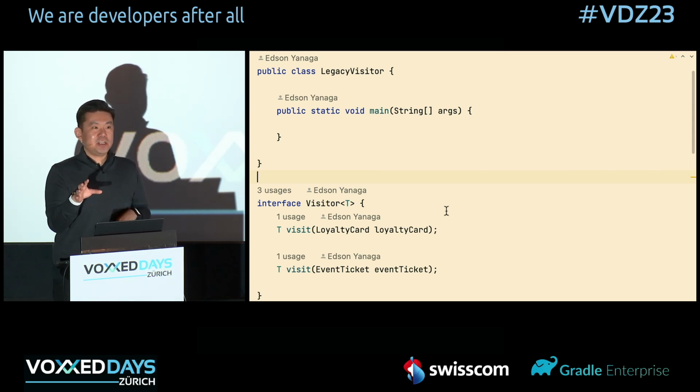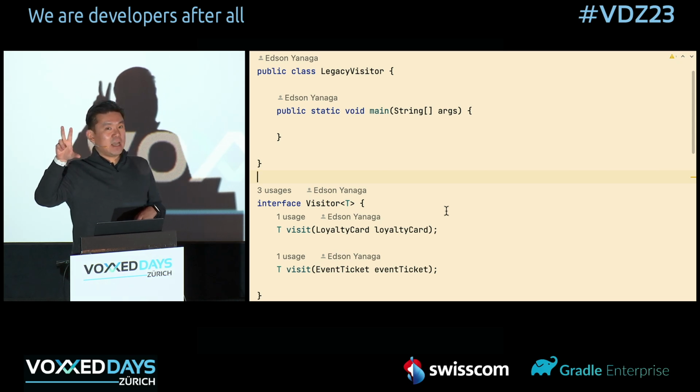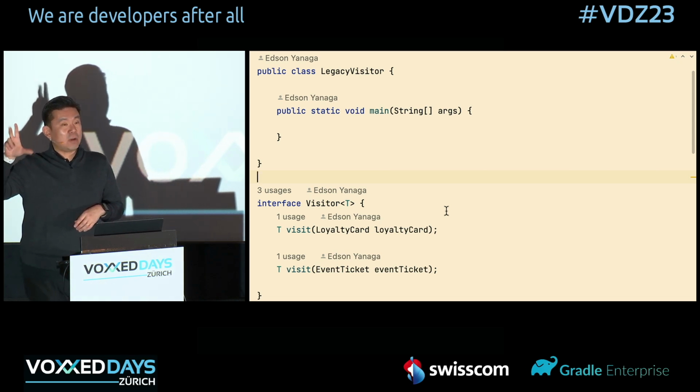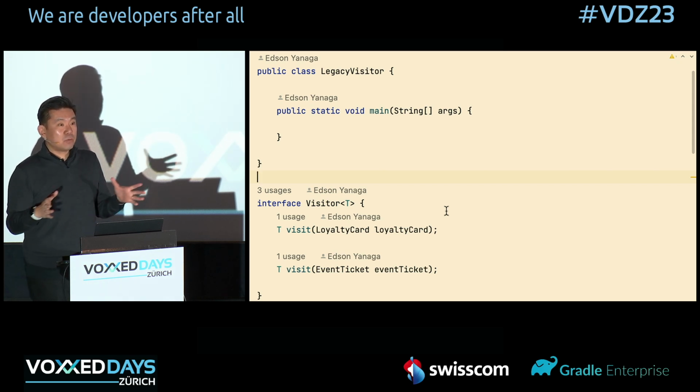So I have a strategy here. Well, I have two different ways of creating. I can create a loyalty or I can create an event ticket. And I have here another decision. I can create a complete one or a pre-created one. I have two different options. How would you do that?